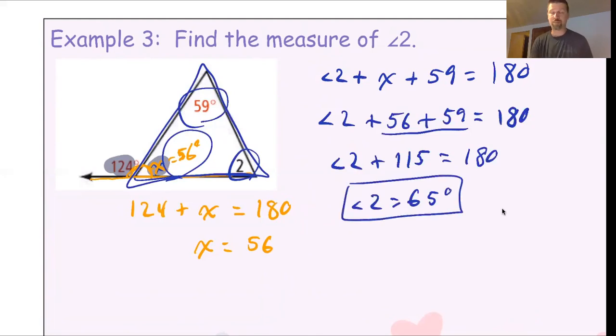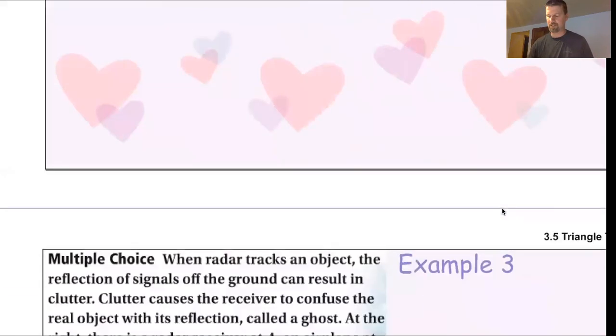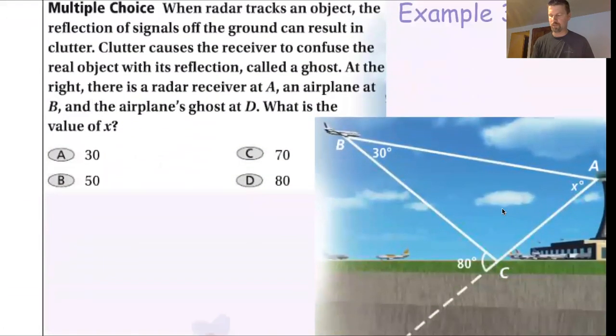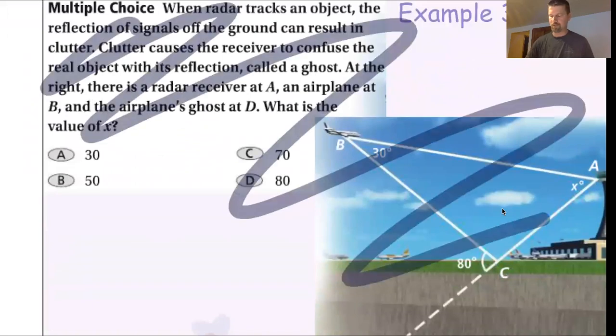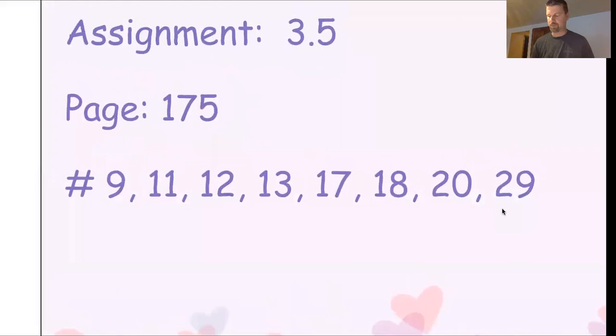All right, those are the types of problems you're doing. If it seems hard, definitely talk to me. We're going to go over a few problems like this during the live session. It should hopefully make it easier. This one, don't worry about. We're going to skip this example. It's not terribly important. Give those problems a try: 9, 11, 12, 13, 17, 18, 20, and 29. I'll see you tomorrow.